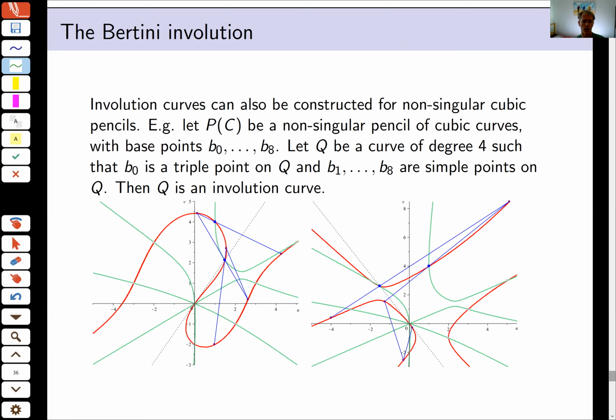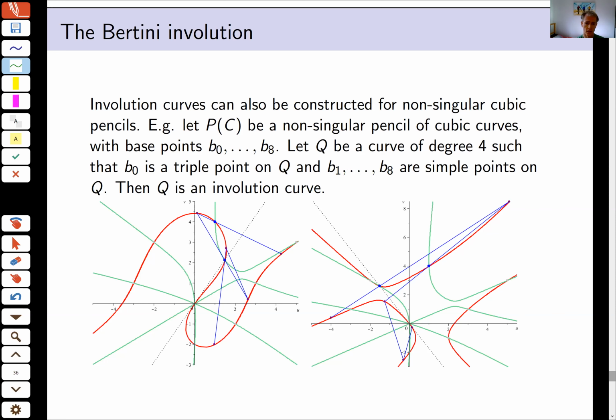Now, this is not a new thing. The Bertini involution is an example of such an involution. This is a classic involution constructed over 150 years ago, I guess. In this one, we have a degree for a curve, which is the involution curve, and it is constructed in such a way that B0 is a triple point and all the other points of the pencil are simple points. And now you can just add 3 and 8 and you get 11.